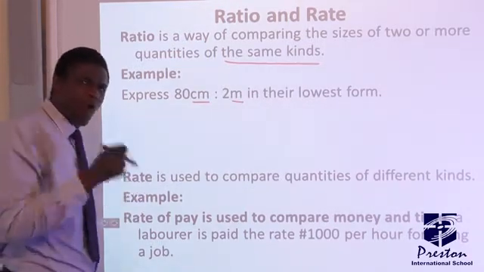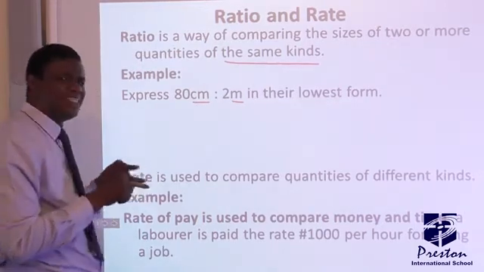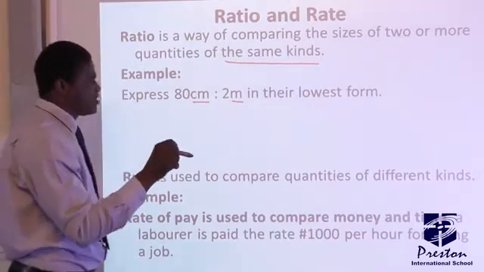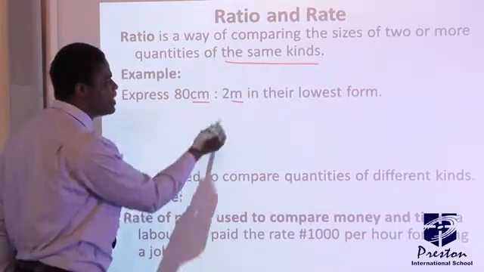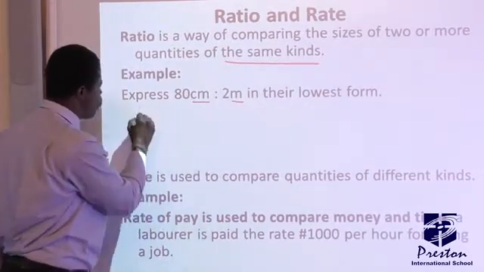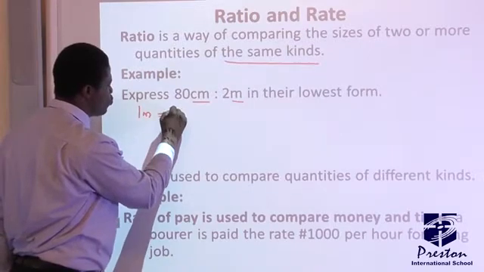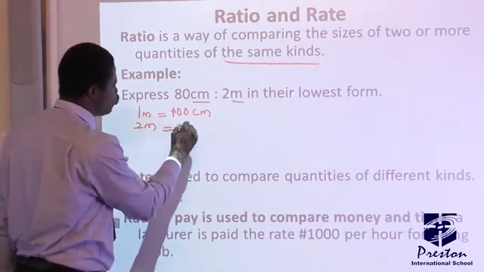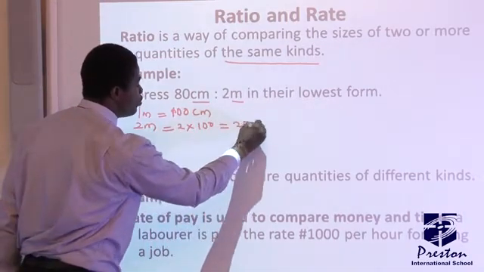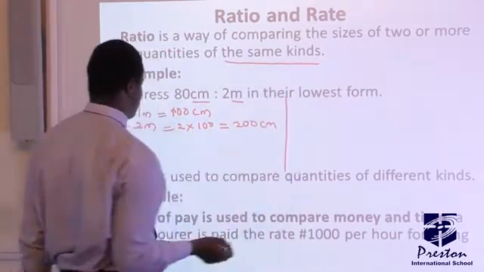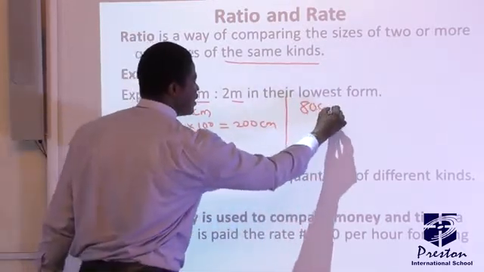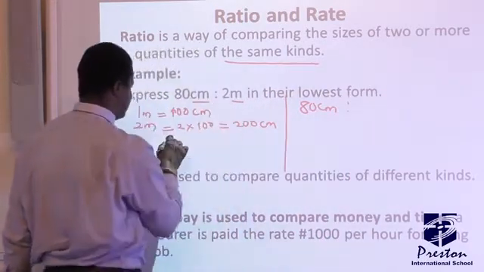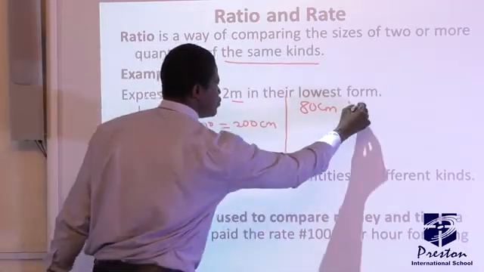So we need to convert one to another in order for the two to have the same units. So now, in most cases, it's advisable for you to convert the bigger one. As we have meter here, 1 meter is equal to 100 centimeter. So 2 meter will equal 2 times 100, which will give us 200 centimeter. Now to solve this question, we have 80 centimeter, which is equivalent to, we have 2 meter, which is equivalent to 200 centimeter. So therefore, we have this.